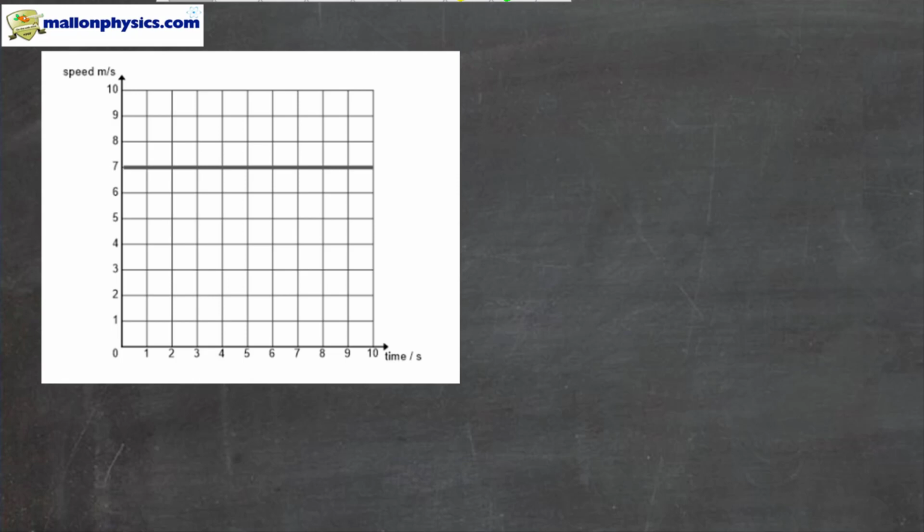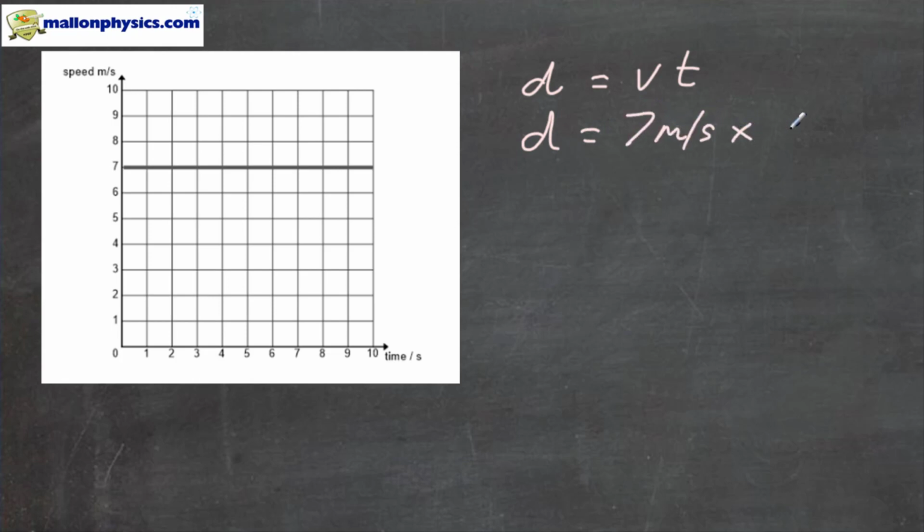Now we know the speed was constant over the whole journey. We can then work out the distance gone, or the distance travelled by the object over 10 seconds. And that's done by our equation. The distance gone is equal to the speed multiplied by the time. So distance is going to equal the speed, which was 7 meters per second, multiplied by the time of the journey, which was 10 seconds. So that's going to give us a distance gone of 70 meters.